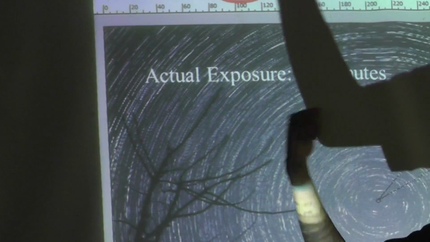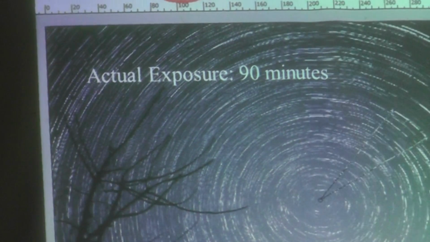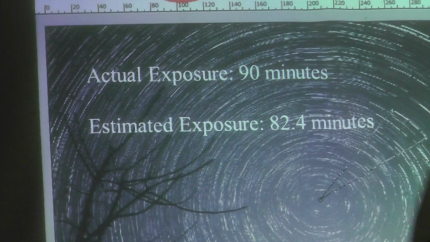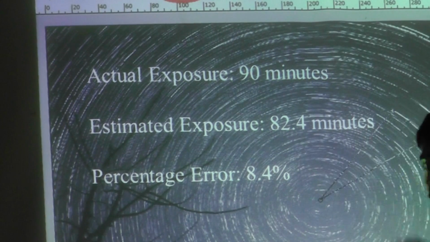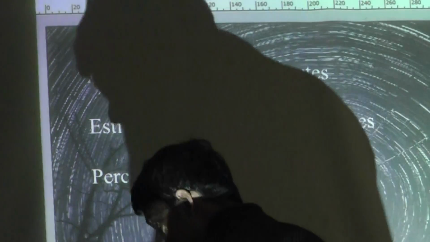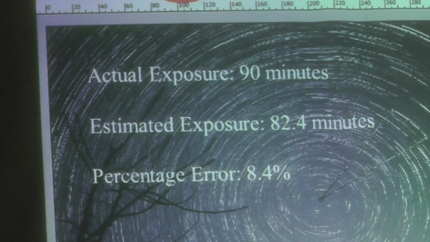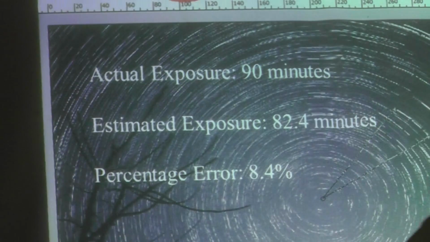The actual exposure time came to be close to 90 minutes. That means Amol was taking the photograph. The actual exposure was 90 minutes, and what we calculated was 82.4 minutes. So can you see the error? It's just 8.4%. Now 8.4% can be a little too much, but let us have one more image then.